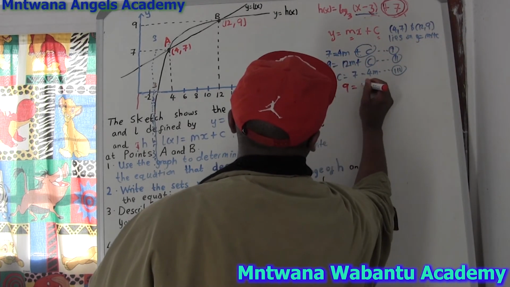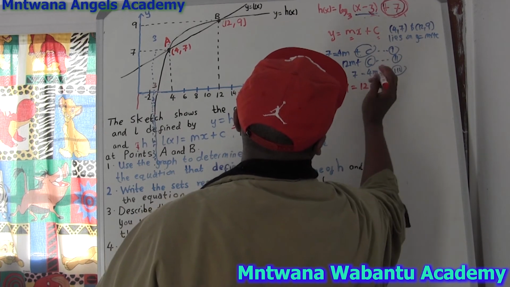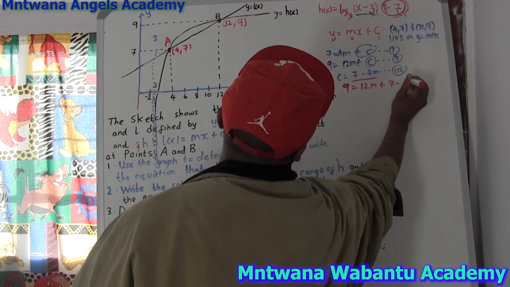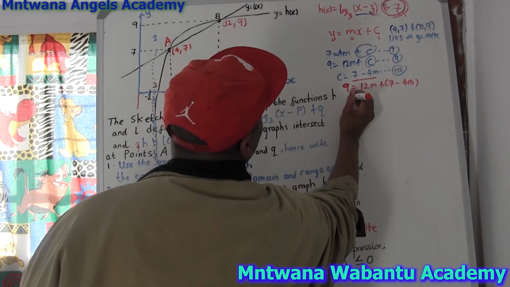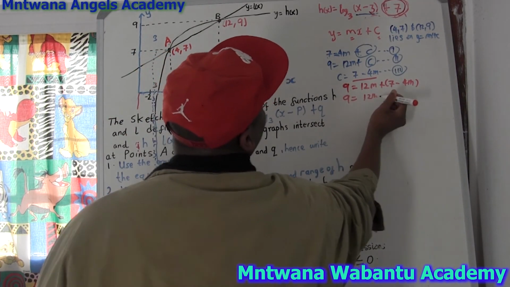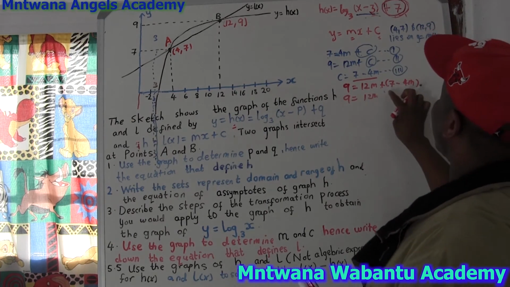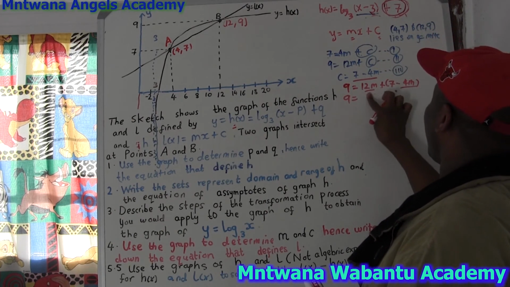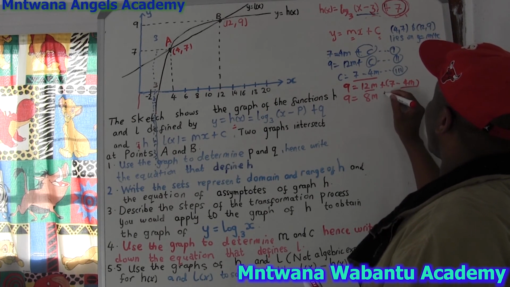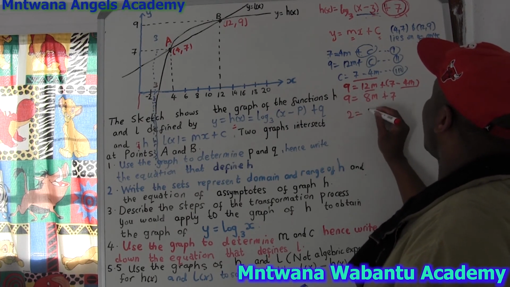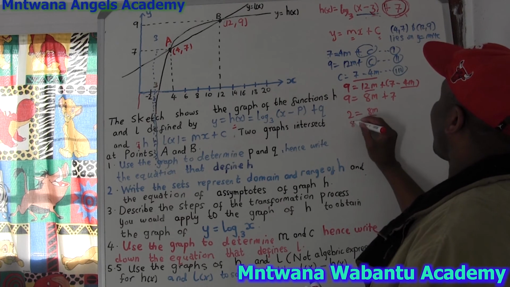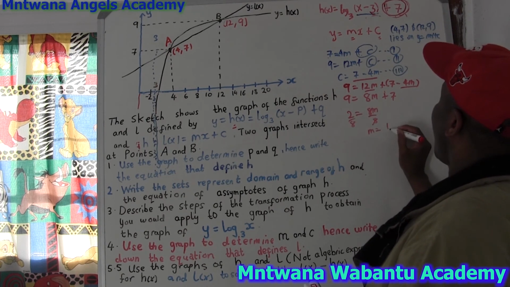Now we have 9 = 12m + c. Instead of c, I put (7 minus 4m). Always put your brackets, because if this is negative, you might change everything here. So you get 9 = 12m minus 4m, which equals 8m, so it's 8m plus 7. The 7 goes over: 9 minus 7 equals 2. 8m divided by 8 and 2 divided by 8, so m = 1/4.